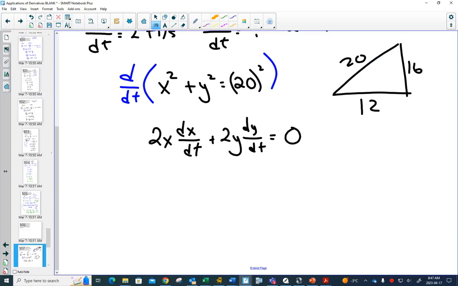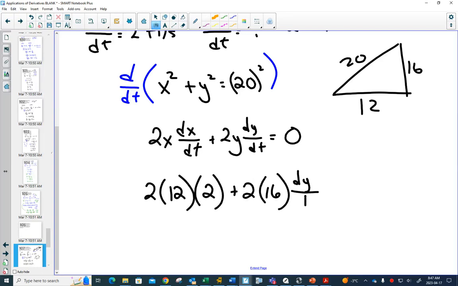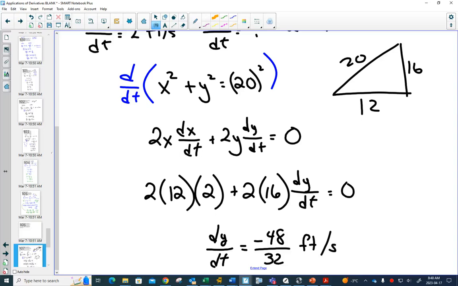So now we can plug everything in. We know that x was 12. We know that dx dt was 2. We know that y is 16. If I move this 48 over and divide by this 32, and it makes sense that our answer is negative because the top of that ladder is coming down.